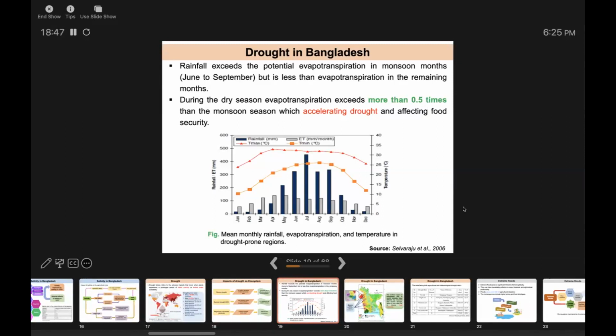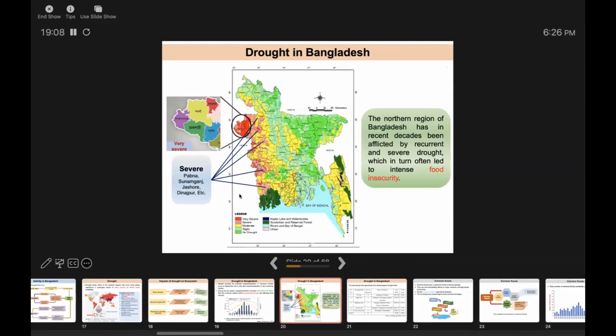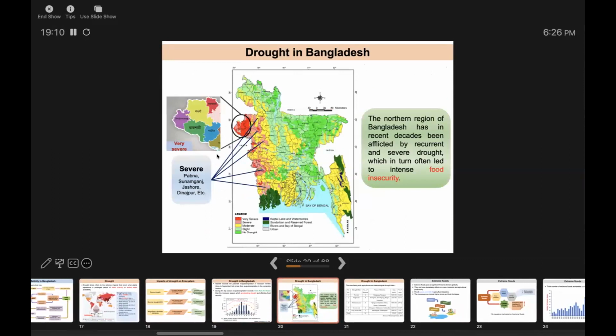And also dry season evapotranspiration exceeds more than 0.5 times that of the monsoon season, which is accelerating drought and affecting food security. So this is the drought-prone rainfall change over time. We need to think about the dry season in the northern part of Bangladesh. As marked here, the severely affected parts of the country, like Pabna, Sirajganj, Jashore, are in the northern part of the country. It also faced some cases of agricultural production decrease.